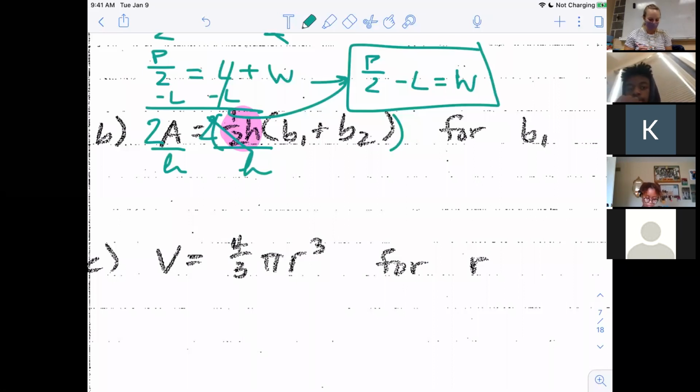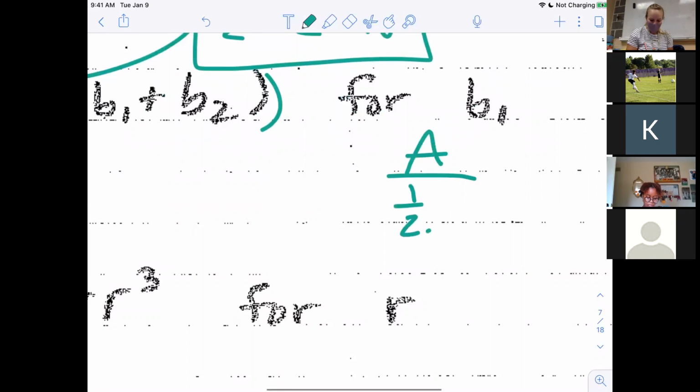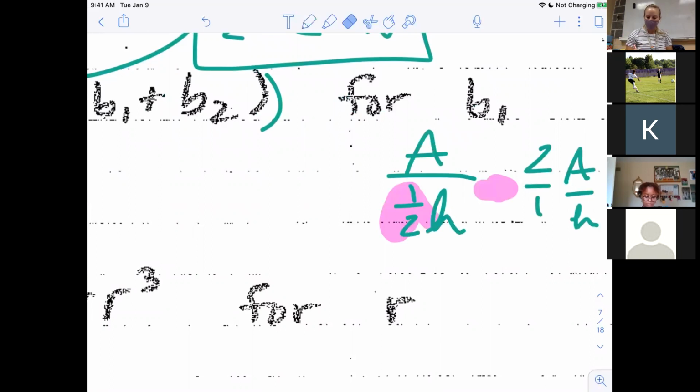Essentially, if you had a over 1/2 h, that's the right math. It's just not pretty. So let's make it prettier. If you have a fraction in the bottom, you can just simply flip it. So if I flip it, it becomes 2 over 1, essentially a over h, and then the 1 goes away. It's not imaginary, it's redundant. We don't need a 1 there. Okay, so I saw a couple of us do that, so let's fix our fractions.